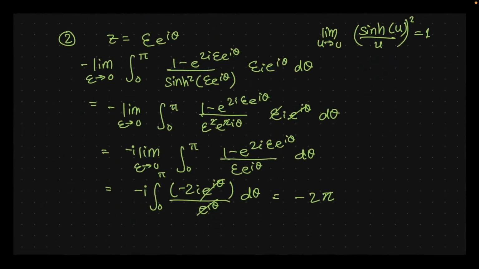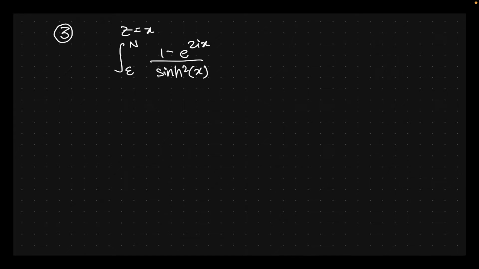Moving on to part 3 now. Segment 3 is actually the easiest segment of them all. Segment 3, z is equal to x. So all we're doing is we're going from epsilon to capital N, the integral of 1 minus e to the 2ix over sinh squared x dx.